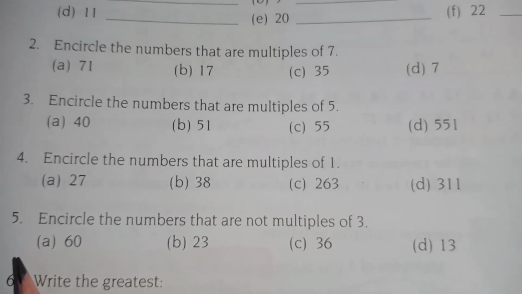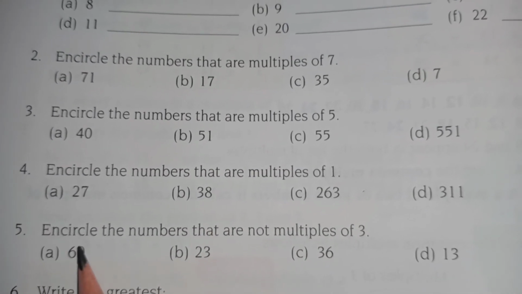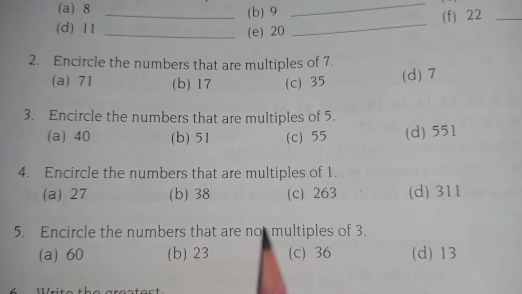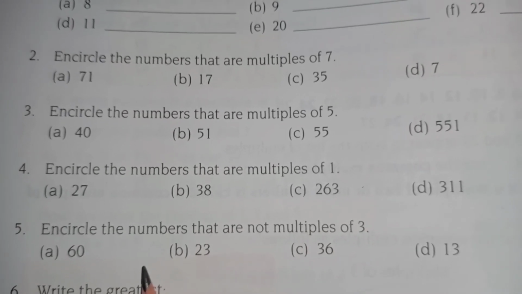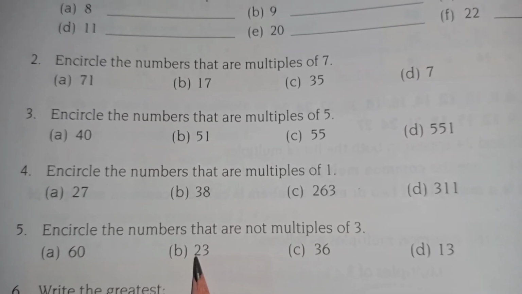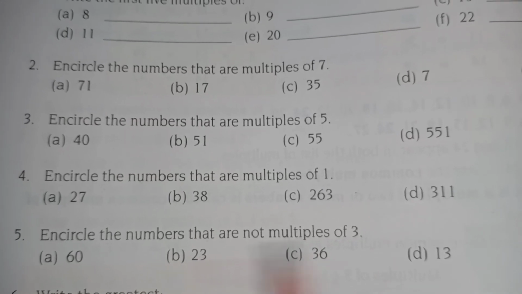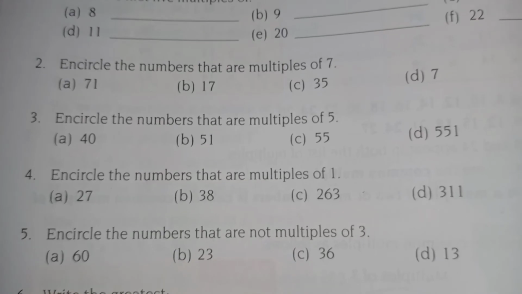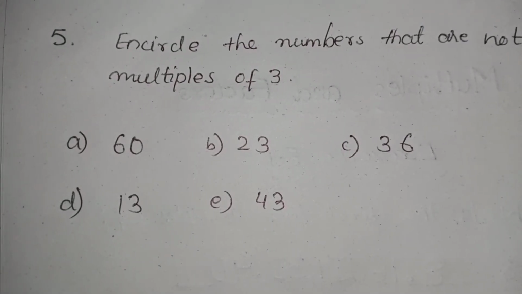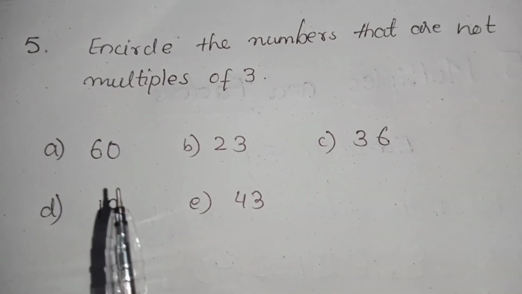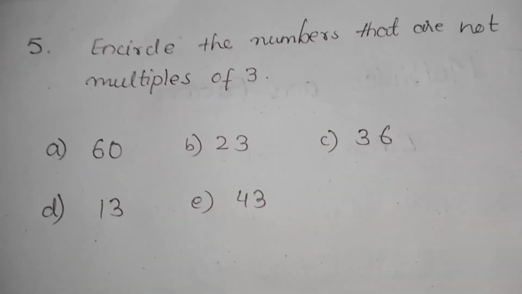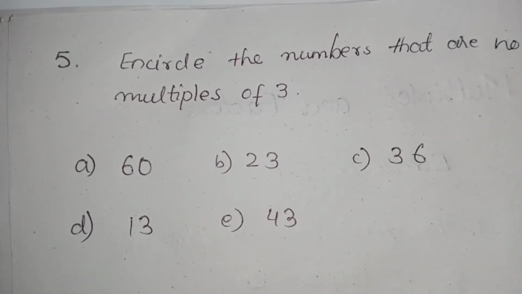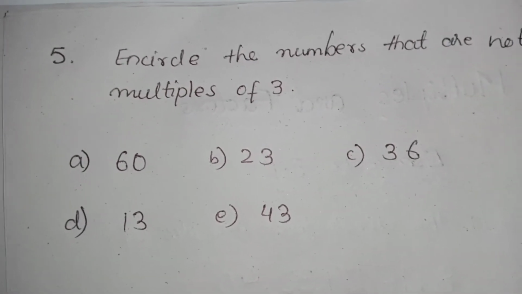Now let's see the last question, question number 5. Encircle the numbers that are not multiples of 3. So here we are going to circle those numbers which are not multiples of 3, which do not come in the table of 3. We will circle those numbers. Okay, now let's circle those numbers which are not multiples of 3.